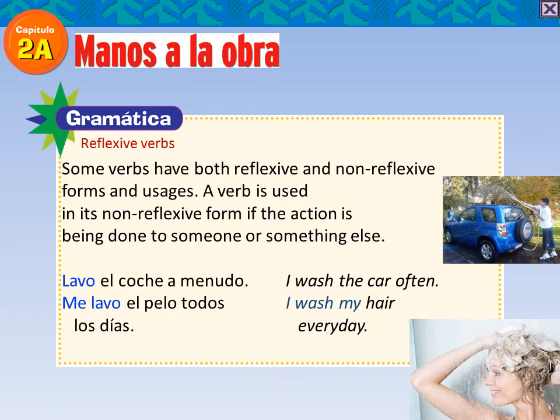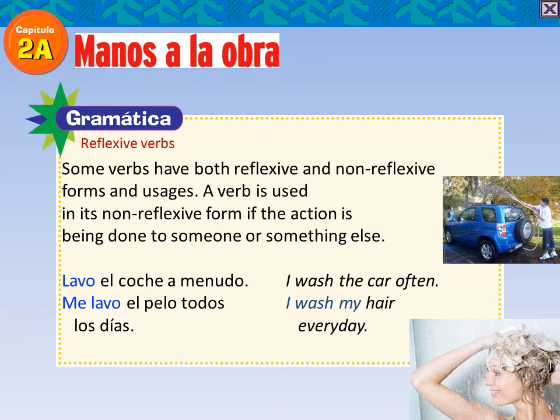So some of the verbs that we have are reflexive and non-reflexive. When the verb is non-reflexive, it's being done to someone or something else. So, lavo el coche a menudo means I wash my car. We're not talking about something you're doing to yourself. But if we see me lavo el pelo todos los días, I wash my own hair. I'm washing my hair. So, that's something you're doing to yourself.